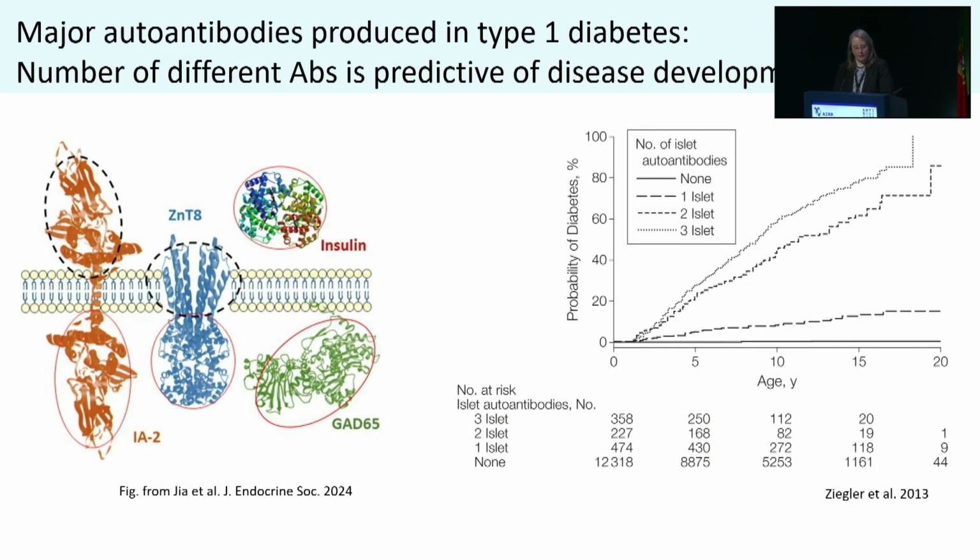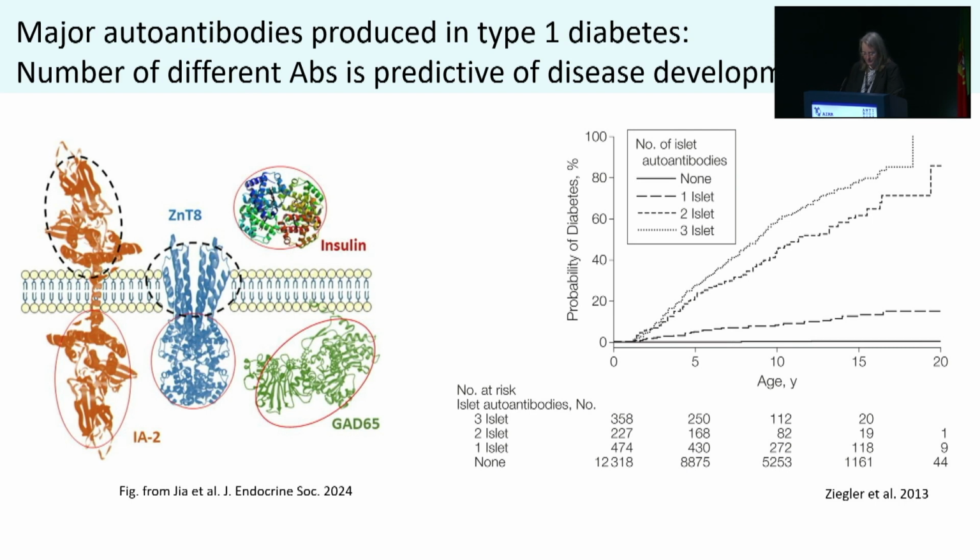So T1D also has, and that's type 1 diabetes, which is, I'm lapsing into the abbreviated form of the disease description. The T1D has major autoantibodies that are produced in individuals, and sometimes these are produced months or years before disease development. There are 4 classical specificities that have been described. So there's IA2, zinc transporter 8, insulin, and GAD65.